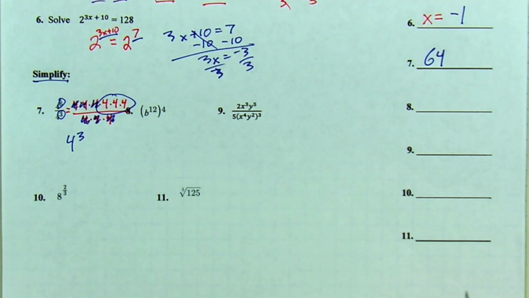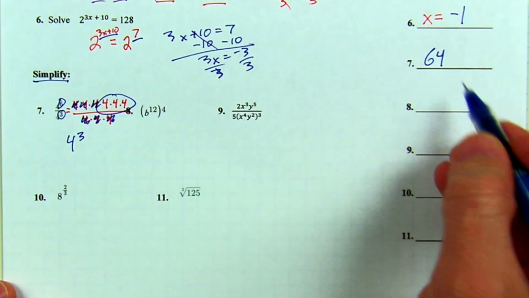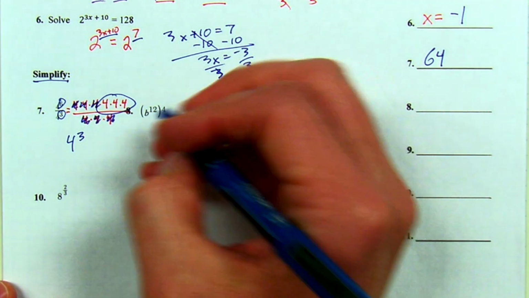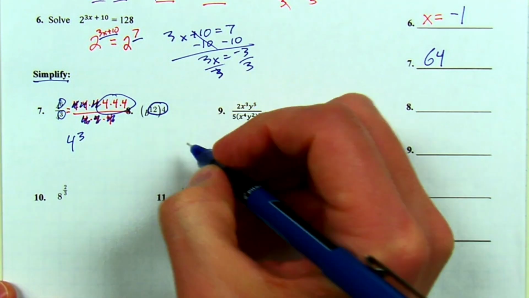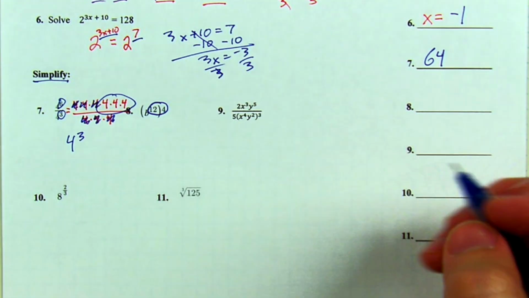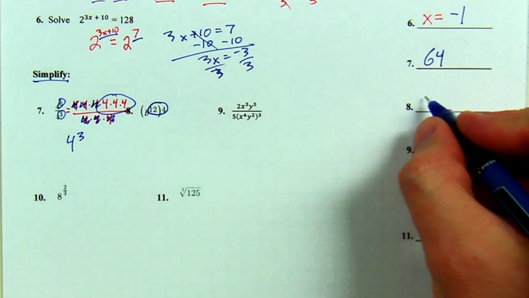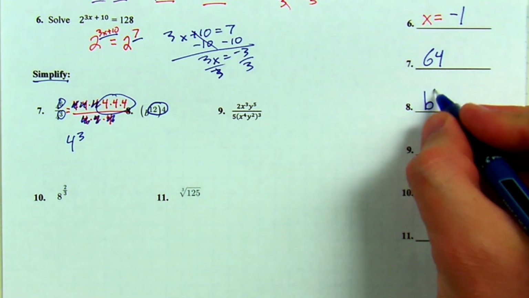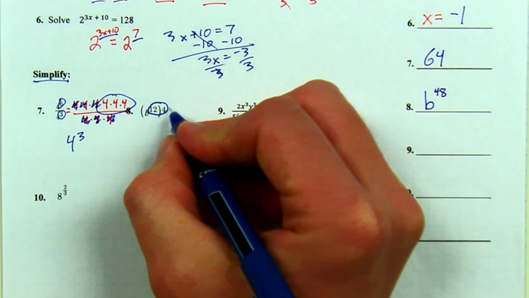All right, number 8, we're not going to be able to simplify it to a number because we don't know what b equals, but we do know that in this situation, I'm supposed to multiply those exponents. So somehow I'm going to have b to the 48th power, because 12 times 4 is 48.